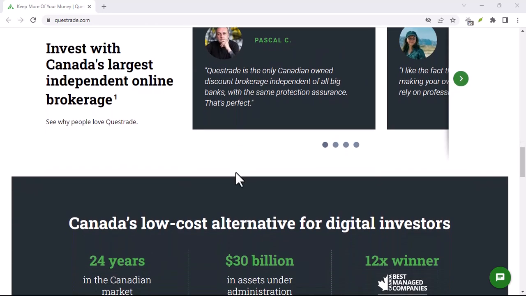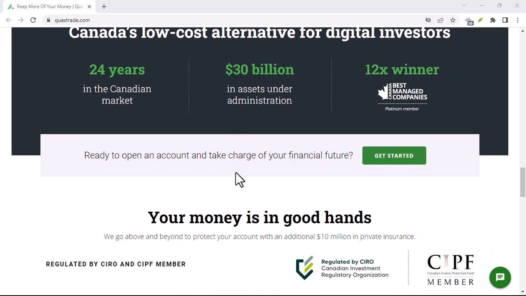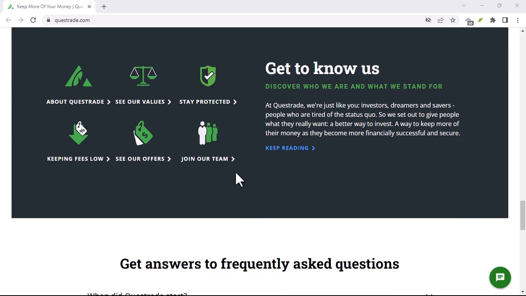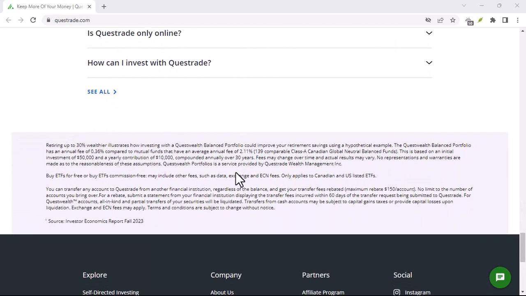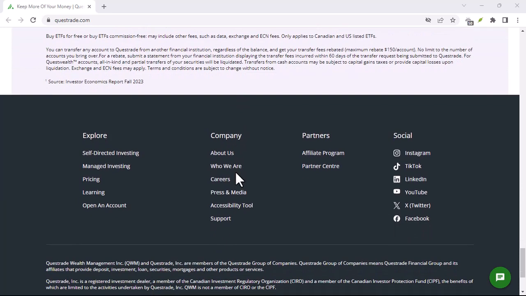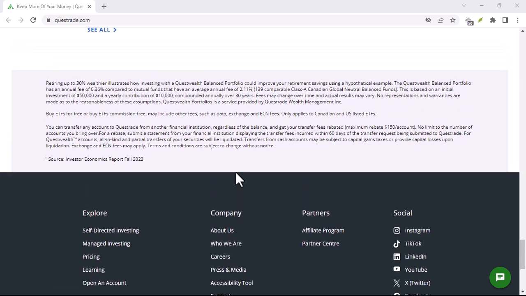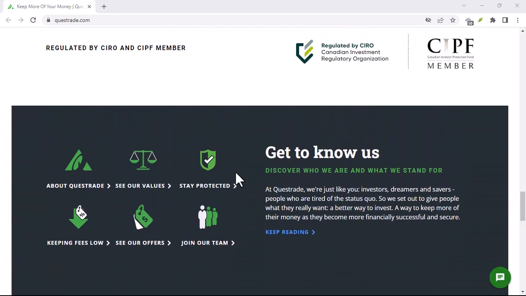Questrade Retirement Account. If you're looking to save for retirement, Questrade offers a variety of retirement accounts, including traditional IRAs, Roth IRAs, and 401k plans. Questrade Taxable Account. This type of account is best for investors who don't need the tax benefits of a retirement account. It's also a good option for short-term investments.